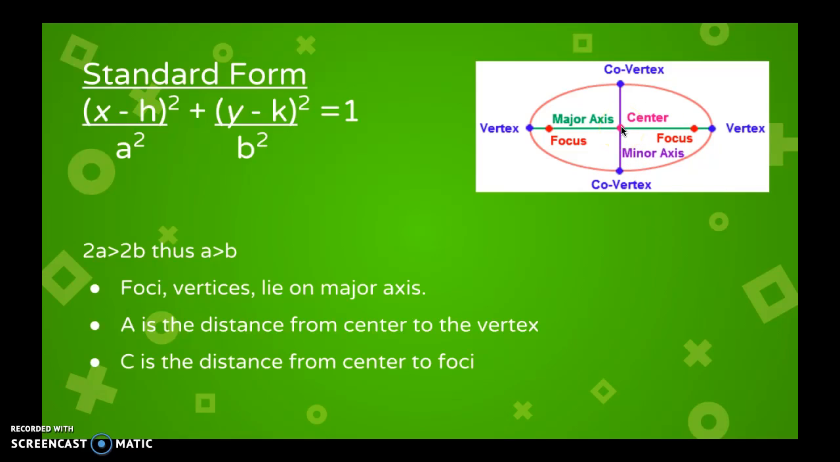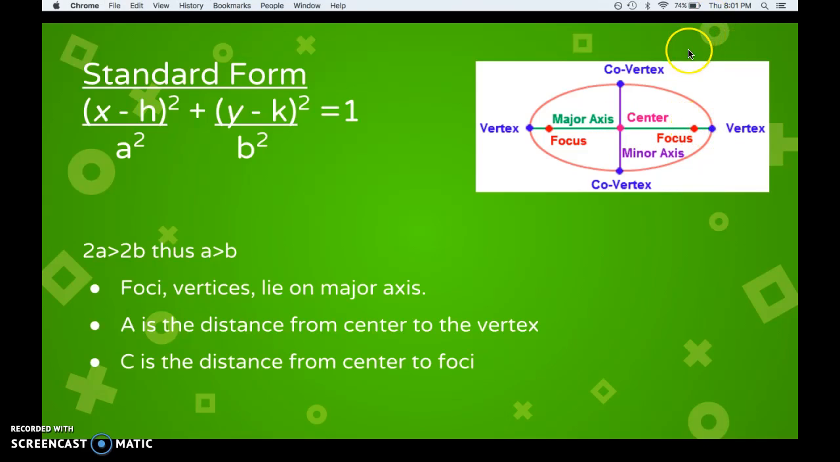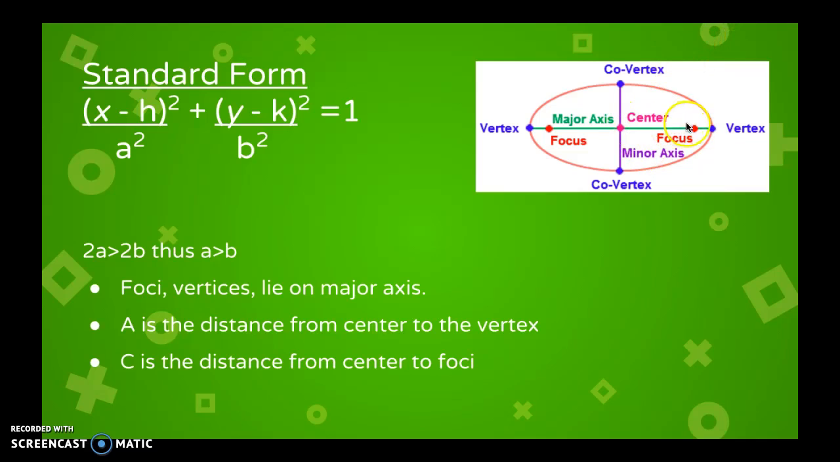So, talking about distances, the distance from the center to the focus will be called c, and the distance from the center to the vertex will be referred to as a. So note that in this case, a is greater than c. Given that, why do I mention that?